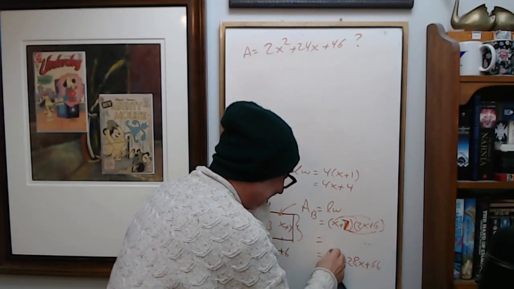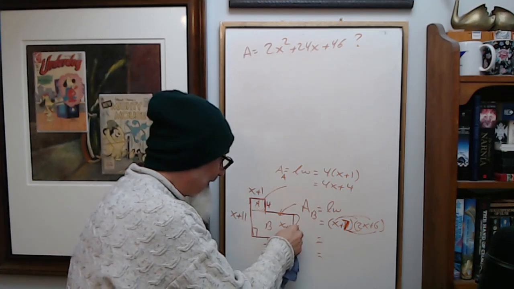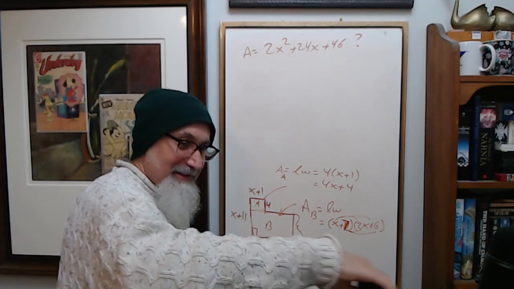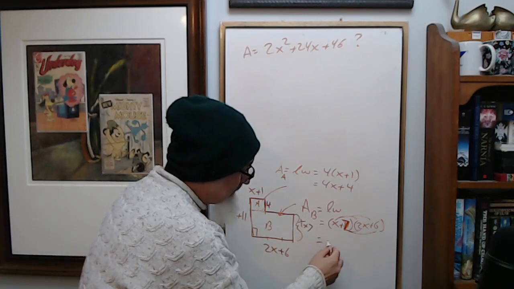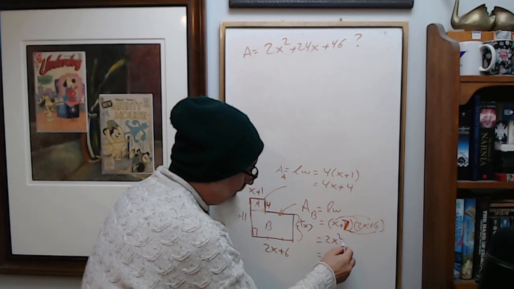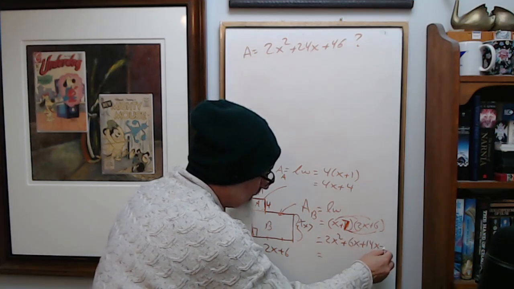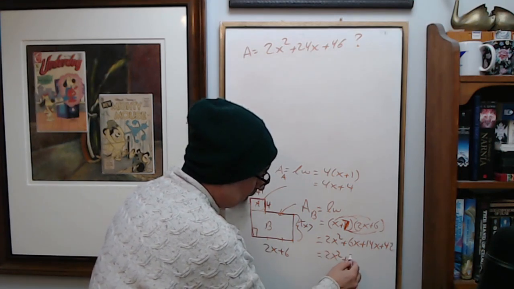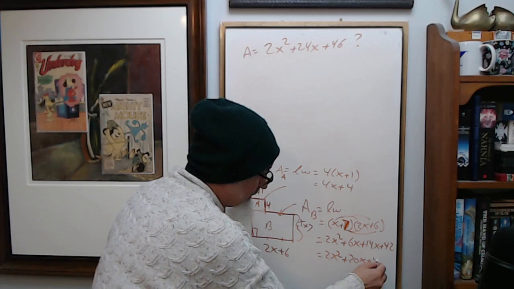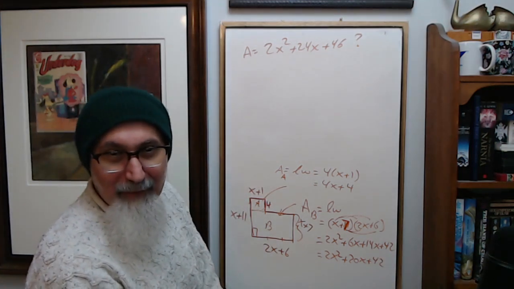So let's erase this, right? So this length here is x plus 7. So this becomes 2x squared plus 6x plus 14x plus 42. So this is 2x squared plus 20x plus 42. Right? Yeah.